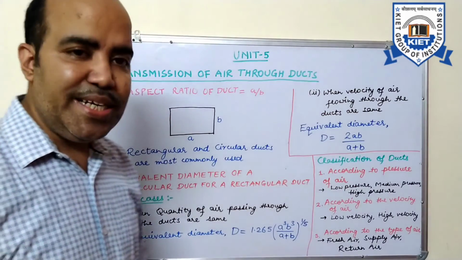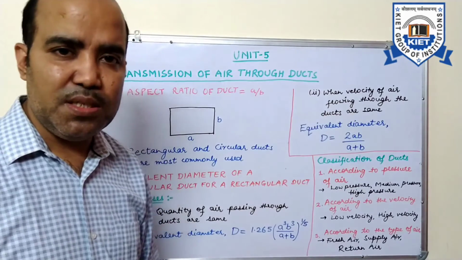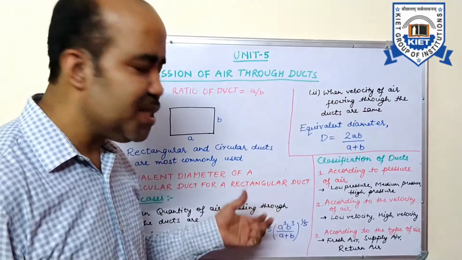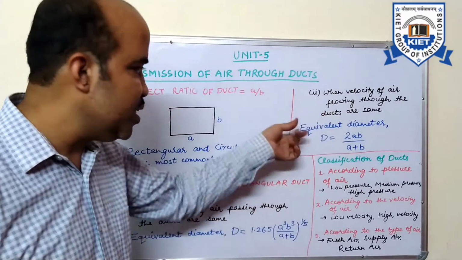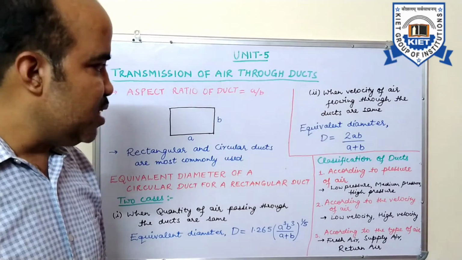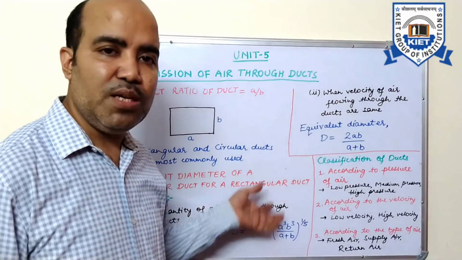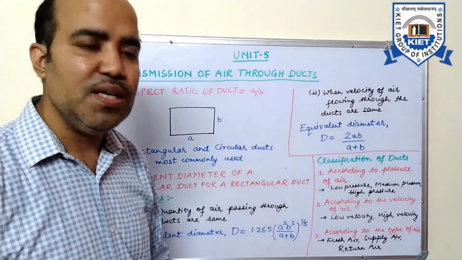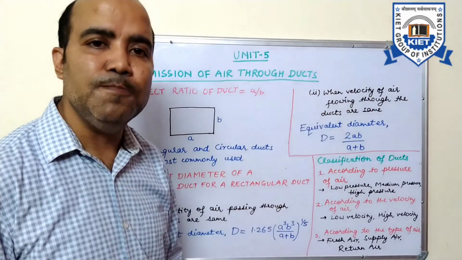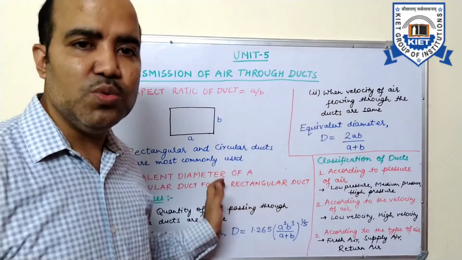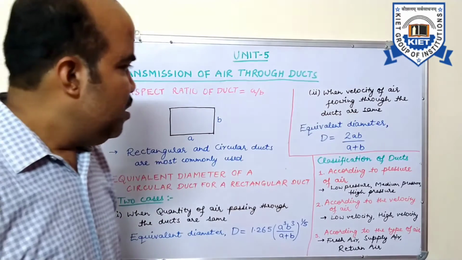In your textbook some derivation is there, you can refer to that, and you will see that finally these two expressions are derived from it. In the exams also you will find that the numerical will come based on these two formulas, and you have to determine the dimensions of the rectangular duct using both cases.